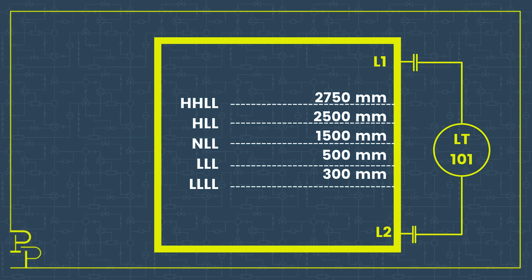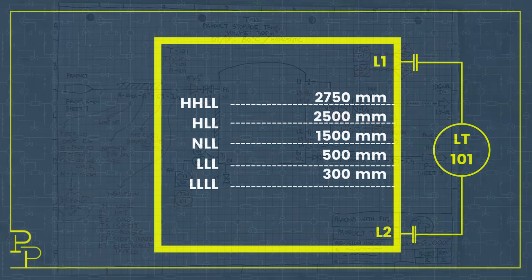Now I would have this for tanks, but I would also have it for any other piece of equipment where I am expecting to build up a liquid level. So it could be a knockout drum, a distillation column, a sump, a scrubber bottom, any of those sorts of things.